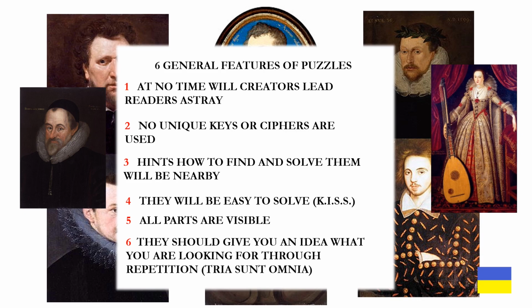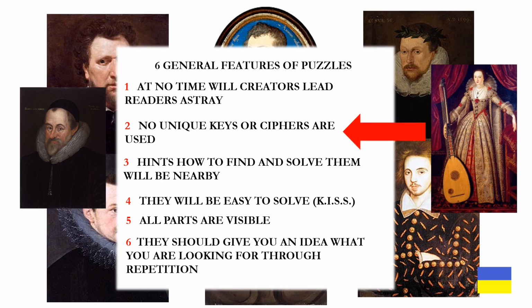3, hints how to find and solve them will be nearby. They will be either on the same passage, the same column, the same page, or a facing page. 4, they will be easy to solve. In other words, keep it simple, stupid. 5, all parts are visible. In order to achieve all 4 of those previous features, you have to keep the parts visible. 6, they should give you an idea what you are looking for through repetition.